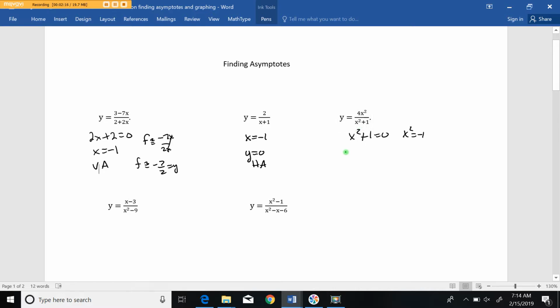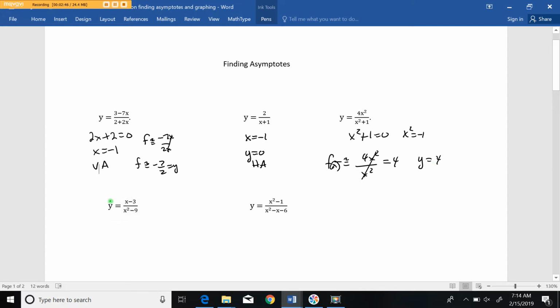Now, to find the horizontal asymptote, for large values of x, this function is approximately 4x squared up top and just x squared in the bottom, because x squared plus 1 for large values of x is approximately x squared. You'll notice these divide out, and this function is basically equal to 4. So y equals 4 is our horizontal asymptote.